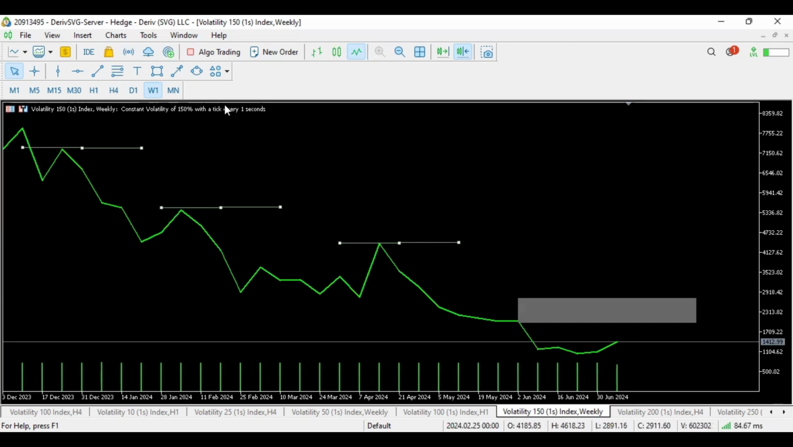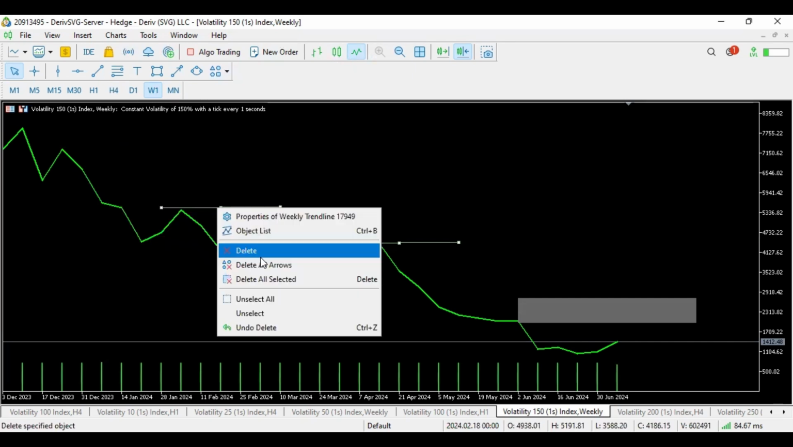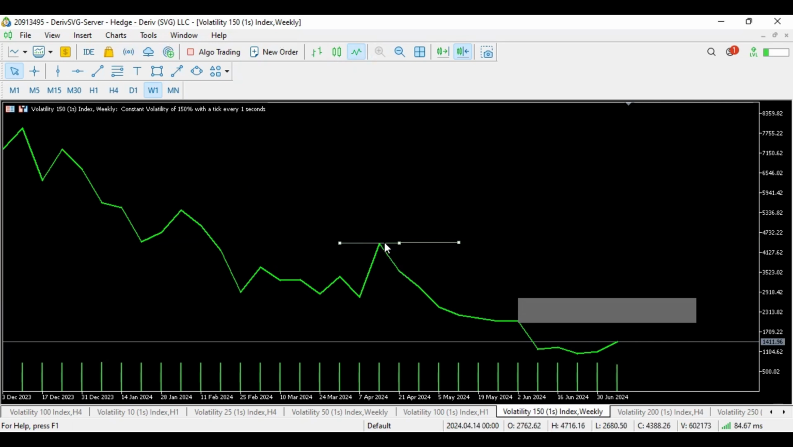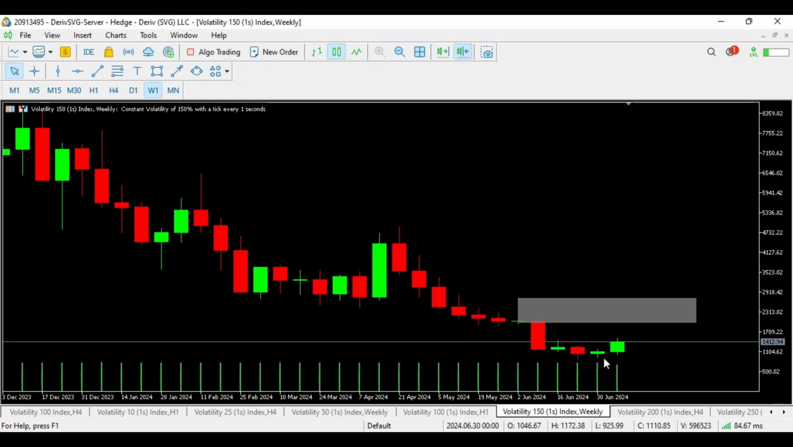Let me now remove these other highs because they are not important. The most important one is this most recent lower high. And right now you can see for the past 4 weeks, probably 1 month, the market seems to be shifting the momentum from this strong sell move, and it seems to be buying.